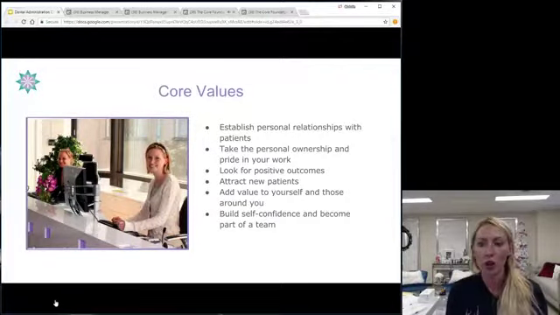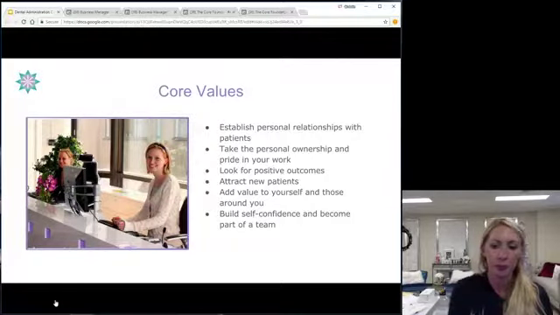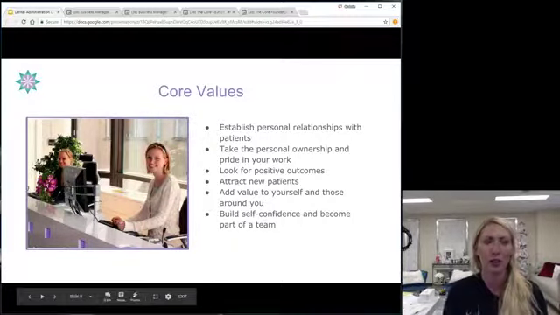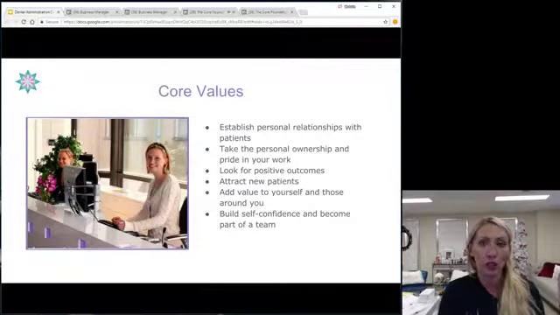Looking for positive outcomes, attract new patients, add value to yourself and those around you, build self-confidence and become a part of a team. Honestly, working in the dental field, you develop relationships with patients, you develop relationships with the people that you work with, and those can last a lifetime.